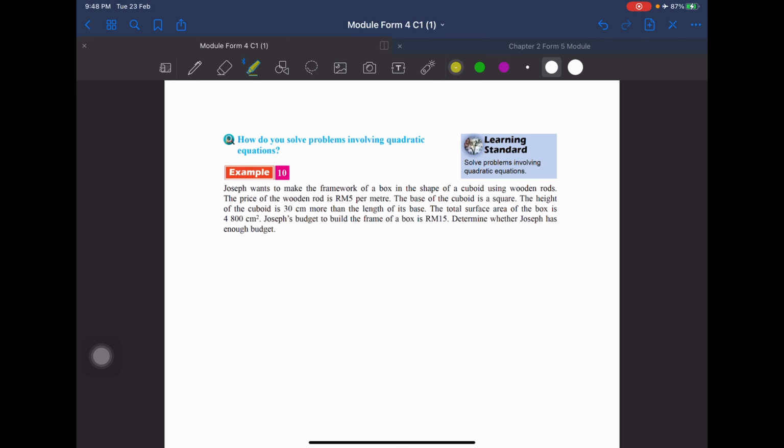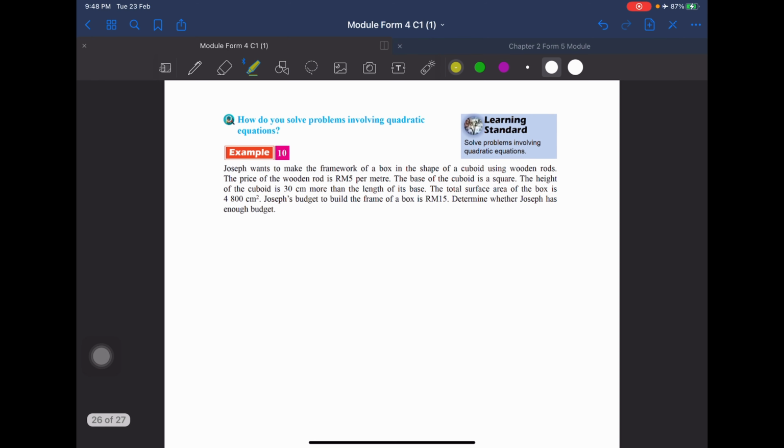So baca soalan. Joseph wants to make the framework of a box in the shape of a cuboid using wooden rods. The price of the wooden rod is 5 ringgit per meter. The base of the cuboid is square. The height of the cuboid is 30 centimeter more than the length of its base. The total surface area of the box is 4,800 centimeter square. Joseph's budget to build the frame of the box is 15 ringgit. Determine whether Joseph has enough budget.